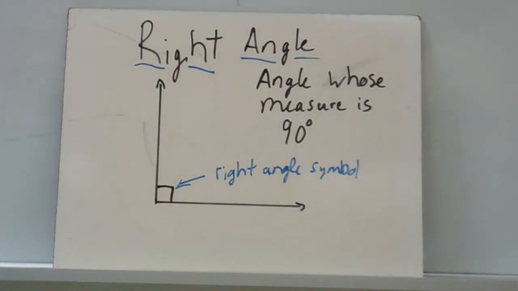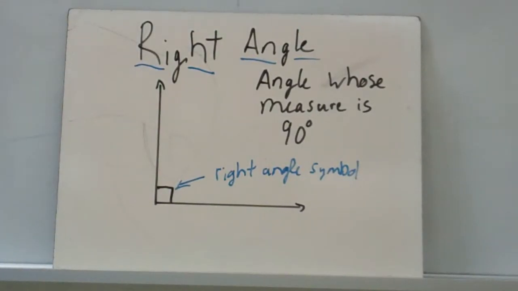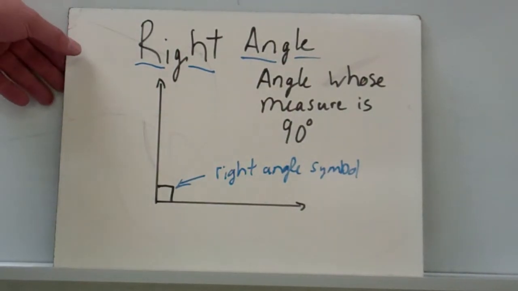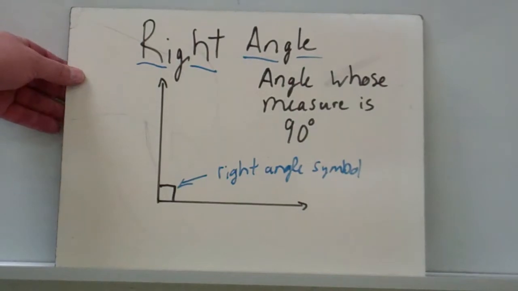The first is what's called a right angle. And a right angle is an angle whose measure is 90 degrees. And sometimes you'll see right angles identified by the little box that's in the corner. And that symbol, we should know, means that that is a 90-degree angle. That angle has a measure of 90 degrees.